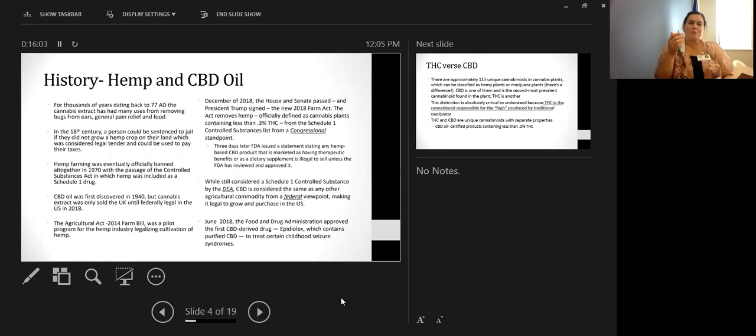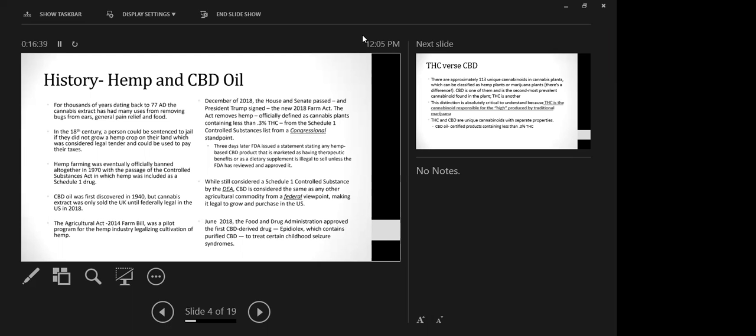Okay, so just a little bit more history. Hemp farming has been around for, again, centuries. It was used for different reasons: removing bugs from ears, general pain relief, and for food. And in the 18th century, believe it or not, people could be jailed or have to pay a fine if they didn't grow it. And then it was eventually banned altogether, which, you know, you've seen pictures of massive weed farms being found by air by the Drug Administration.